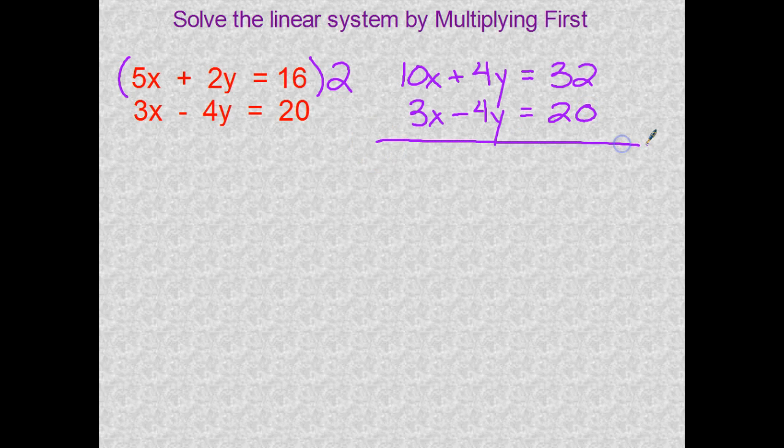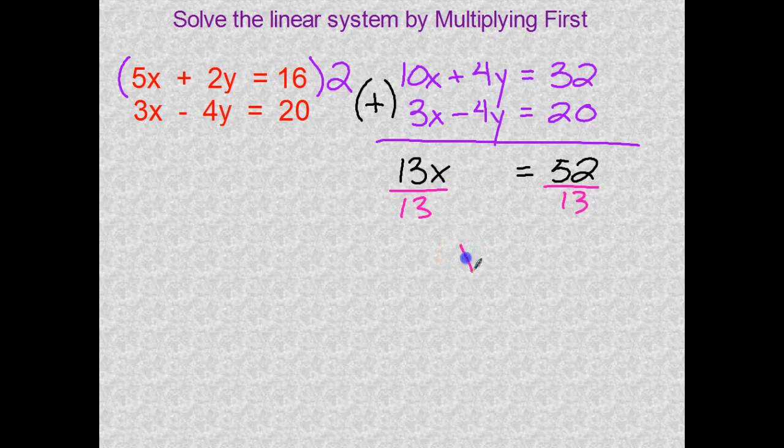In the last video, we made a decision on whether we're going to add or subtract the lines. I see that my 4's have opposite signs, which means I can add the lines. So now we have 13x is equal to 52. Divide both sides by the coefficient. So we know that x is equal to 4.